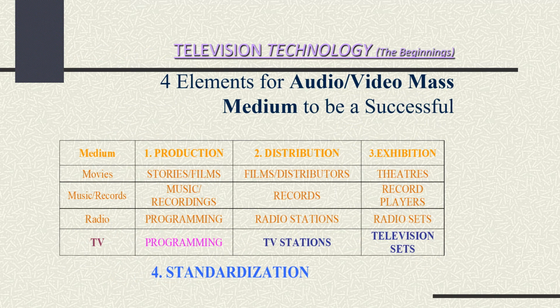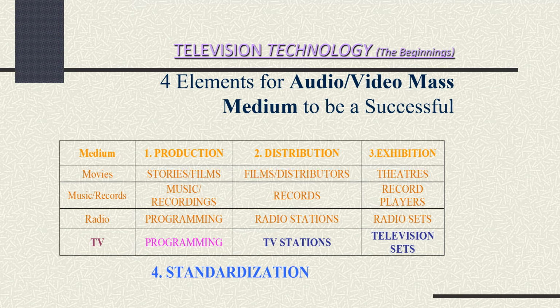So where we are as far as the four elements of audio and video mass medium to be successful for television is that the technology has made a step forward. We have the technology itself, that is the exhibition technology, that is, images can now be created, can be put together, and then displayed in the exhibition on television sets.